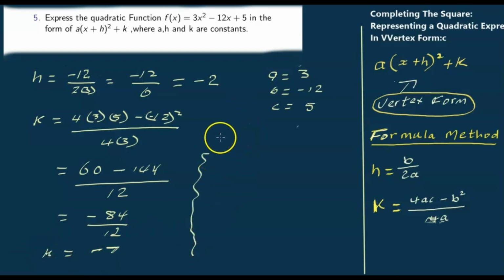Now we can put the expression in the vertex form. You're going to put A on the outside. A in this case is 3. So 3 goes on the outside. And you put your x as usual. We worked out h to be negative 2. So h is negative 2. You put the square on top of the brackets, and then k equals negative 7. So your answer is 3(x minus 2) squared minus 7. And this is your final answer here.